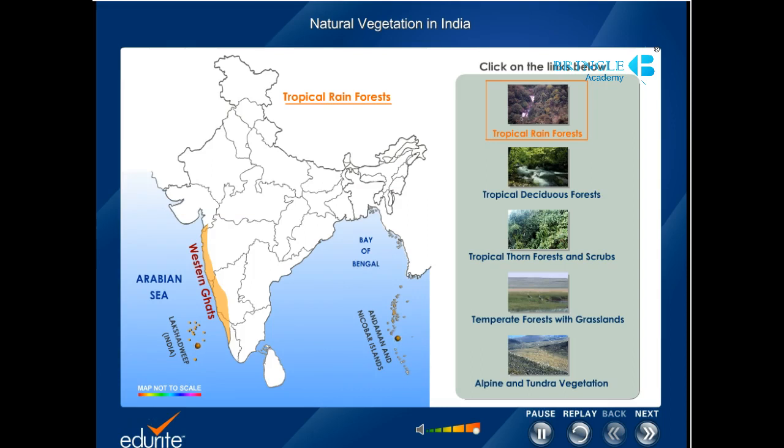Now let's know about the characteristics of trees growing in this region. This region has a luxuriant vegetation of all kinds of trees, shrubs and creepers. The trees here grow up to 60 meters. A large number of species are found together. Some of the commercially important trees of these forests are ebony, mahogany and rosewood.